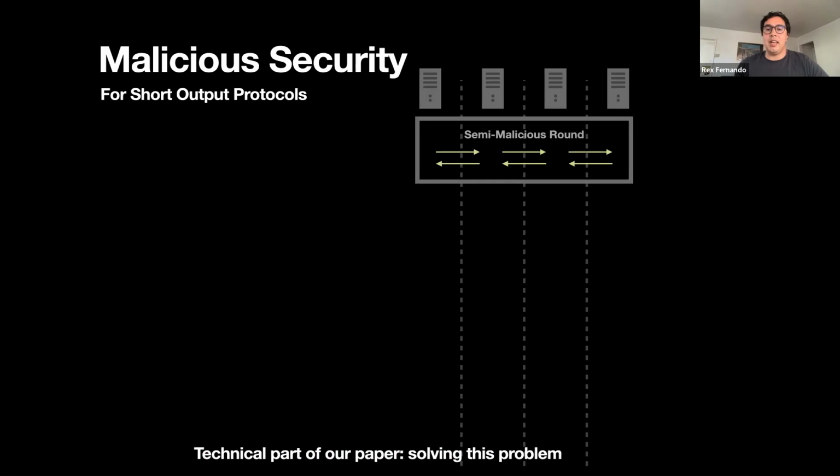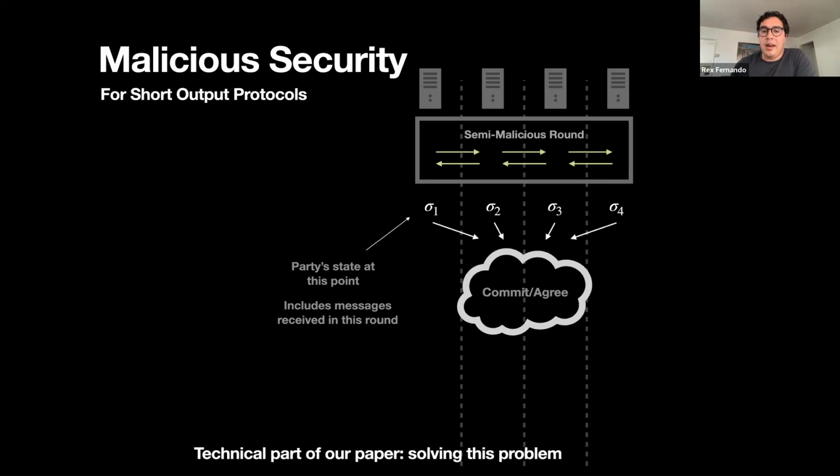So let's say that we've just finished a semi-malicious round of computation and communication. And now each of the parties has a state which contains some secret state, as well as the messages received in this round, which we assume are public. So then after this, the parties are going to run a sub-protocol, which we designed and which we're going to call the commit and agree sub-protocol. And after this sub-protocol, every party is going to have a succinct commitment to the states of every party, as well as openings for their particular state. In addition, all the parties will agree on this commitment. So the protocol guarantees agreement.